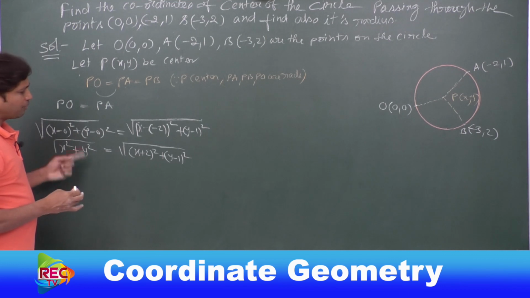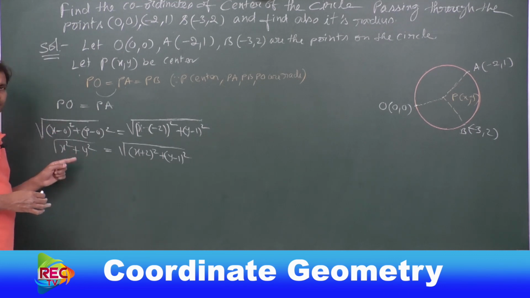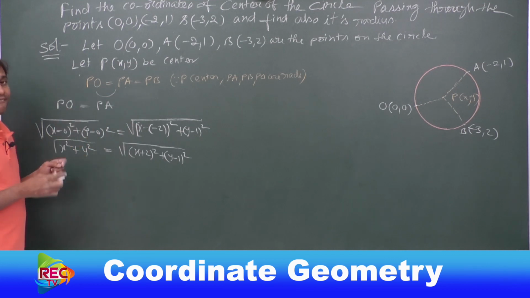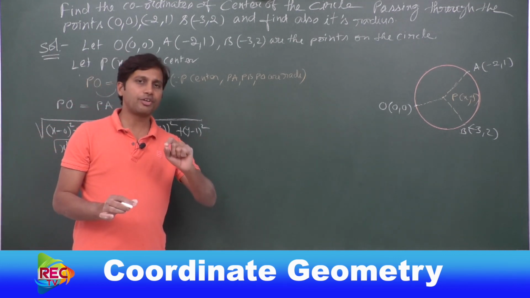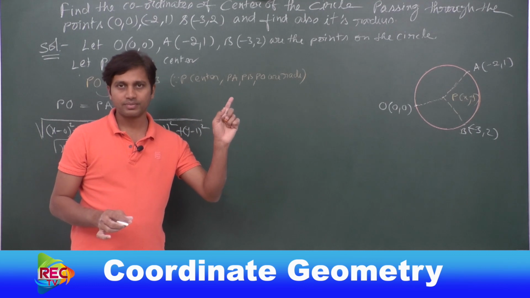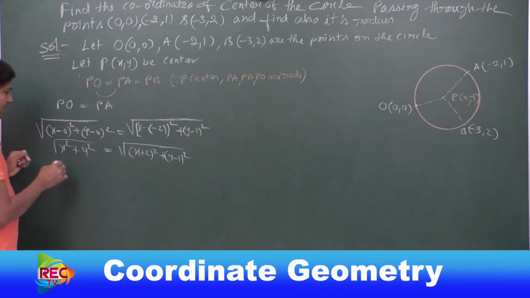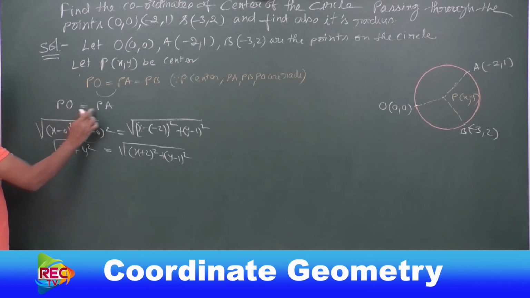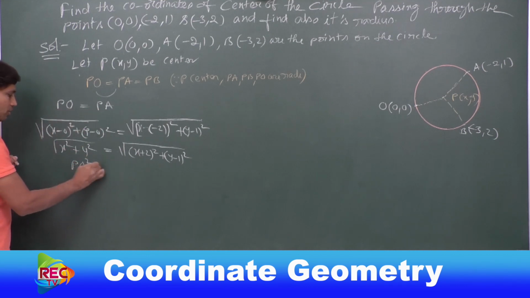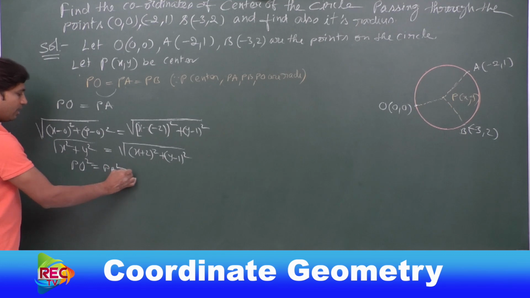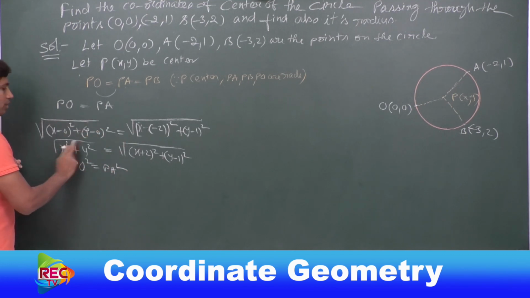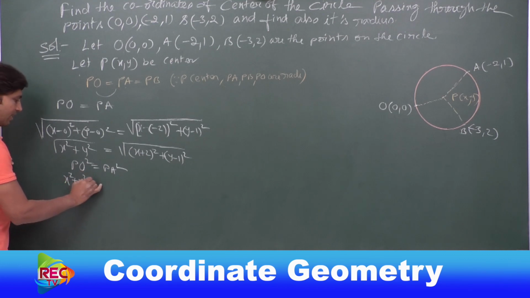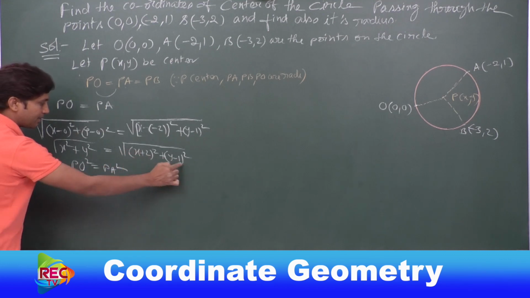As I said before, we don't need to write these separate steps. We can remove the square roots in the initial stages only. When two distances are equal, we can simply remove the square roots. But anyway, I'm doing it here according to the process. When PO equal to PA, then obviously PO square equal to PA square. When we square it, the square roots are cancelled. Now x square plus y square equal to this inside part.